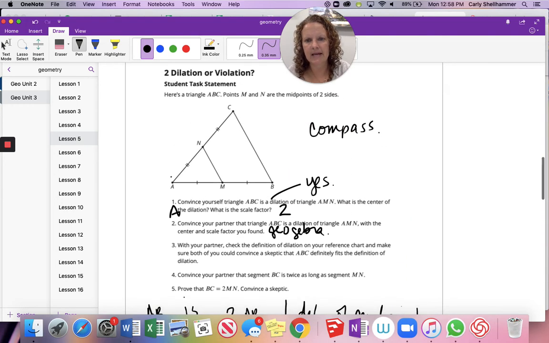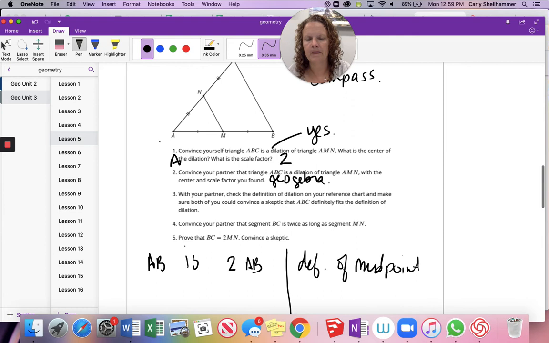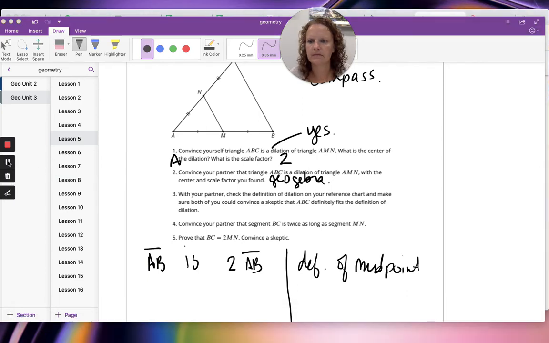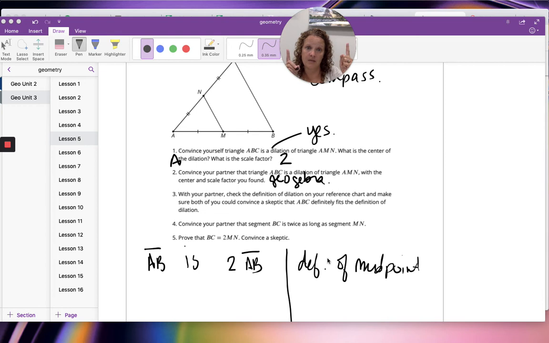We can say that segment AB is twice segment AM, the measurement. Sorry, my phone rang. All right, what we were talking about was AB is twice the length of AM because of the definition of the midpoint. The midpoint cuts something in half, so the length of the big one is twice the length of the small one. All right, so that would be our reasoning.